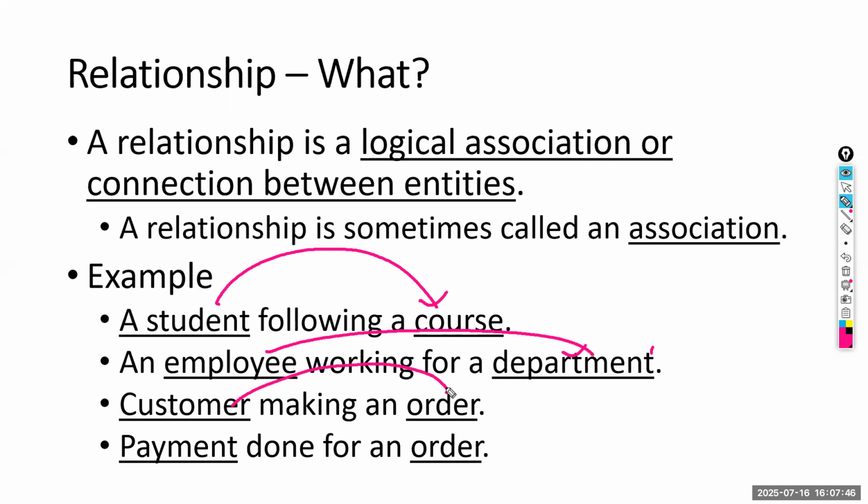Customer places an order. So that order has a customer. Customer is related to order, order is related to customer. And maybe there's a payment for that particular order. Okay. So those are called relationships.